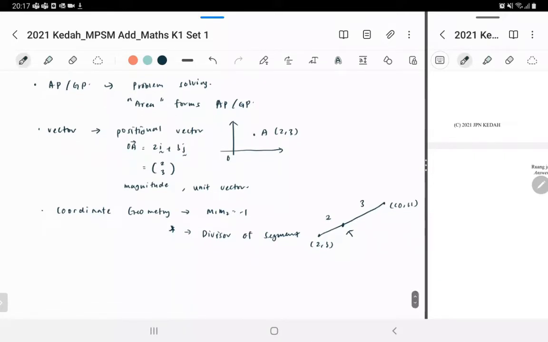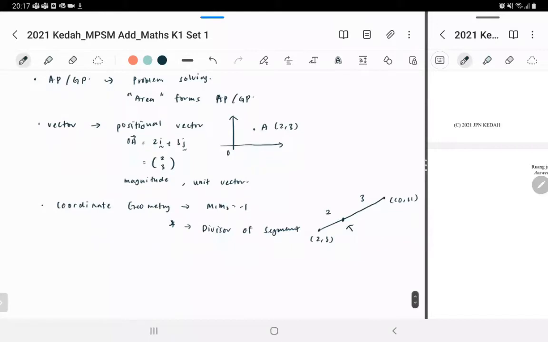Okay, and then another one is trigonometry. Okay, trigonometry is quite a big topic also, hard to target.